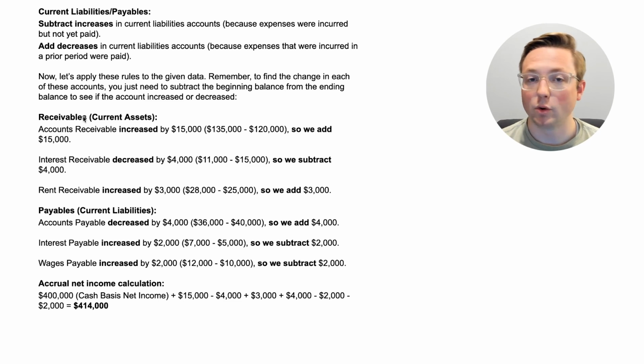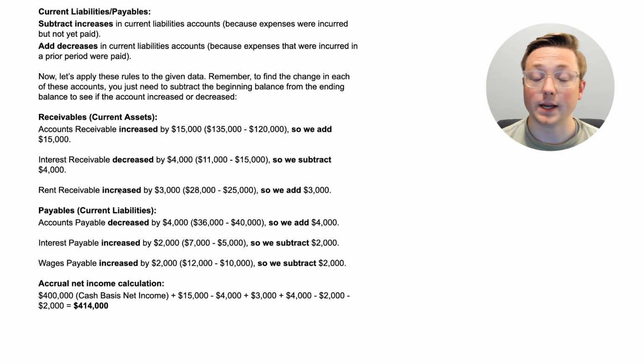So for receivables or current assets in general, accounts receivable increased by $15,000. How do we know that? We took the ending of $135,000, which is bigger than the $120,000. You subtract 135 less 120, that means that accounts receivable increased. So we add $15,000 to the cash-based income. Interest receivable decreased. That was the ending of $11,000 less the beginning of $15,000. So since we know it's a receivable and it decreased, we subtract that to get to the accrual income.